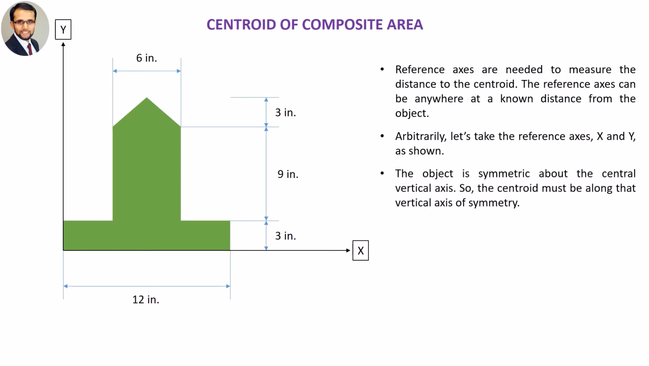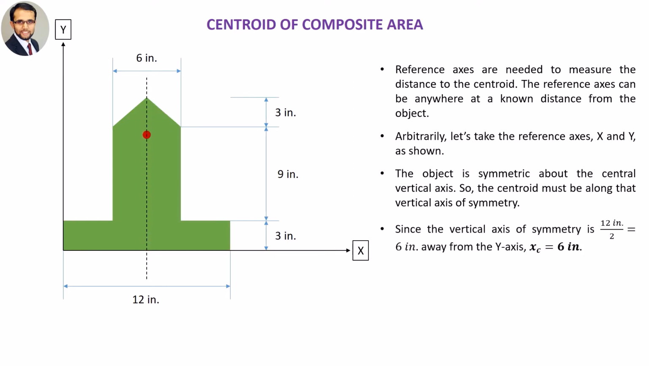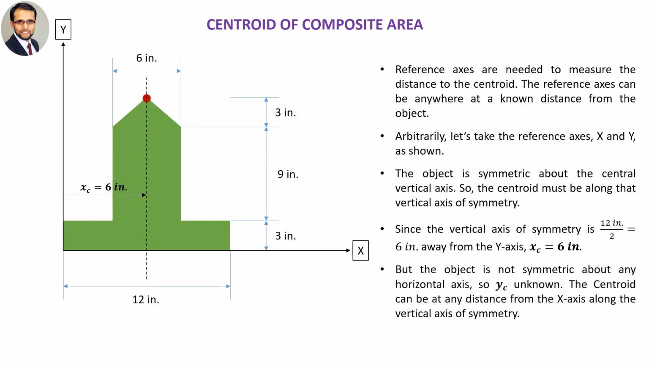The object is symmetric about the central vertical axis, the dashed line. So the centroid must be somewhere along the vertical axis of symmetry, marked by the red dot. Since the vertical axis of symmetry is 6 inches away from the y-axis, xc is 6 inches.